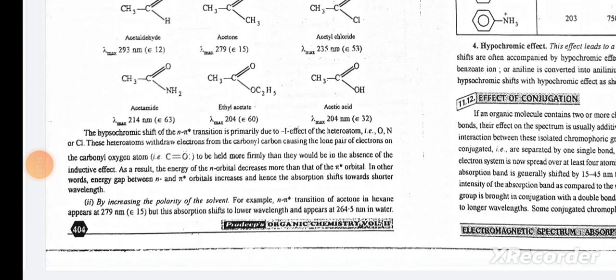By increasing the polarity of the solvent. For example, the n to pi star transition of acetone in hexane appears at 279 nm, but this absorption shifts to lower wavelength and appears at 264 nm in water.